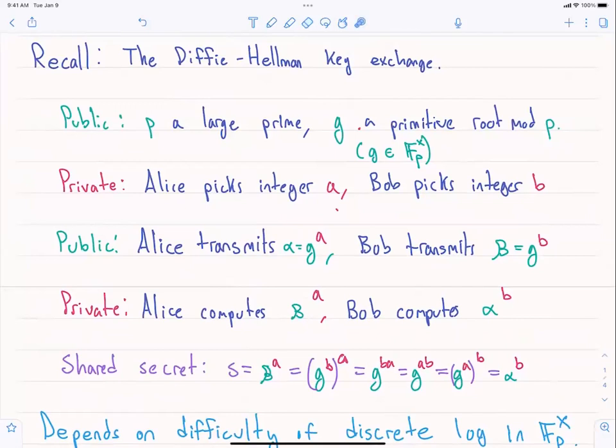First, you had some public information that is available to everyone. You had a large prime number P, and then you picked a primitive root G mod P. Alice and Bob want to establish a shared secret. So privately, Alice picks an integer A, and Bob picks a different integer B. Then they make a computation, which gives them some data to transmit. Alice computes alpha, which is G raised to her secret number A. And Bob transmits beta, which is G raised to his secret number B.